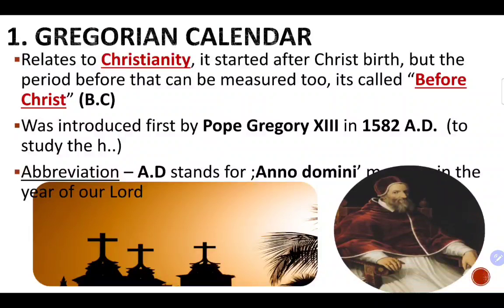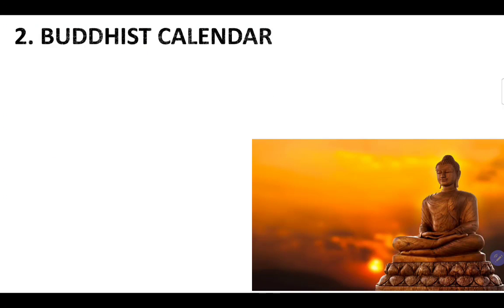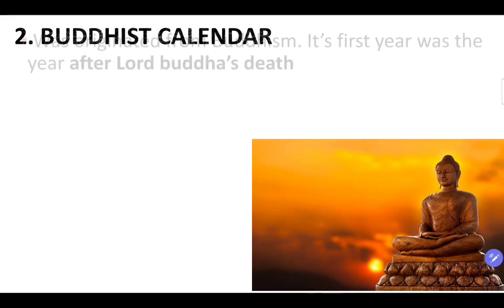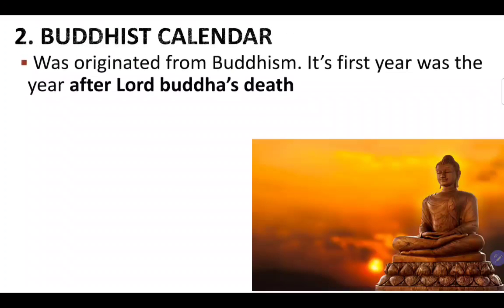So yes, let's proceed to the Buddhist calendar. This calendar originated from Buddhism. So there is a difference between the two calendars. They have different religions. In the Gregorian calendar, the religion is Christianity. In the Buddhist calendar, it is Buddhism. That's the difference between the two.